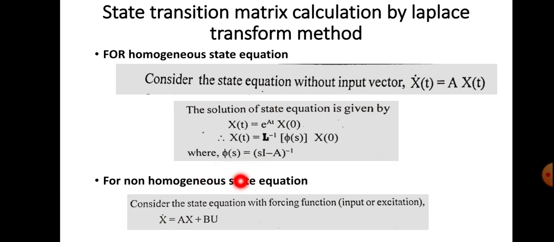Then the inverse Laplace transform of this phi of s will give you the state transition matrix. In the non-homogeneous case, the state equation will be x dot equal to Ax plus Bu. Here the system matrix is A, and the solution is x of t equal to phi of t into x of 0 plus L inverse of phi of s into B into U of s. Here the state transition matrix is phi of t. The equation is the same: phi of t is obtained by the inverse Laplace transform of phi of s, which is obtained from L inverse of (sI minus A) whole inverse.